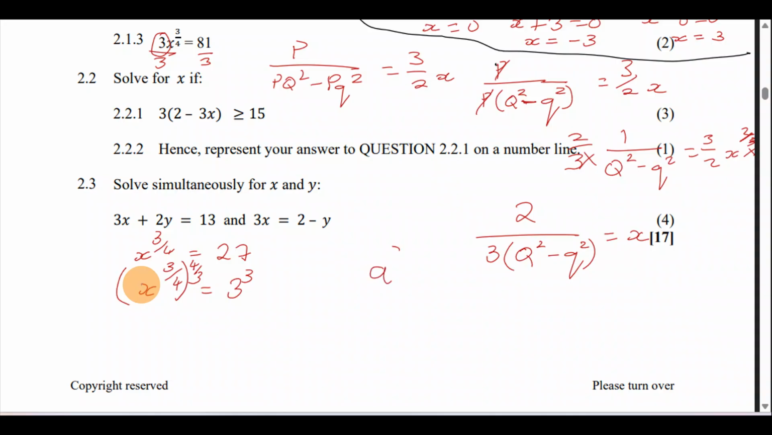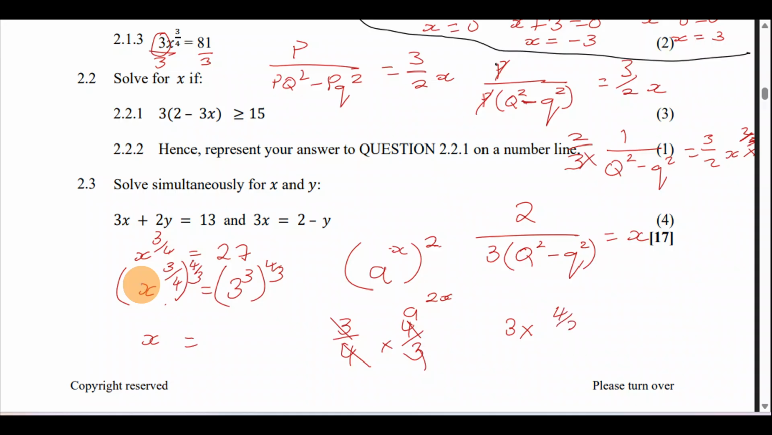Why? Because if you have an exponent and then you power it to something, the exponents are going to multiply. Since we have 3 over 4, if I multiply it by its reciprocal, they cancel and I end up with 1. So I end up with x is equal to, this side I also put to the power of 4 over 3, meaning it's now 3 times 4 over 3, which cancels and I end up with 4. So I have 3 to the power of 4, and then x is equal to 81.